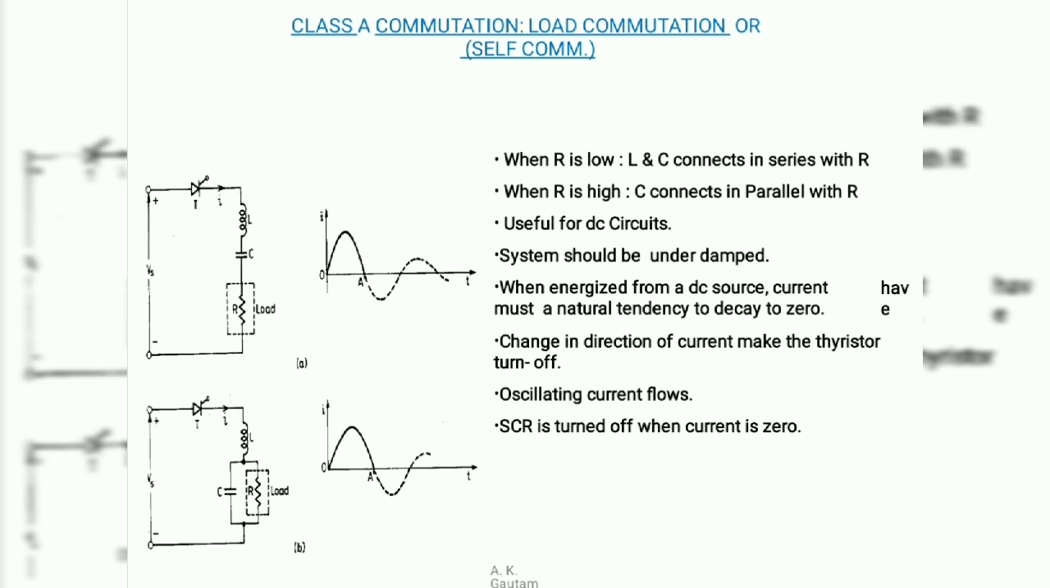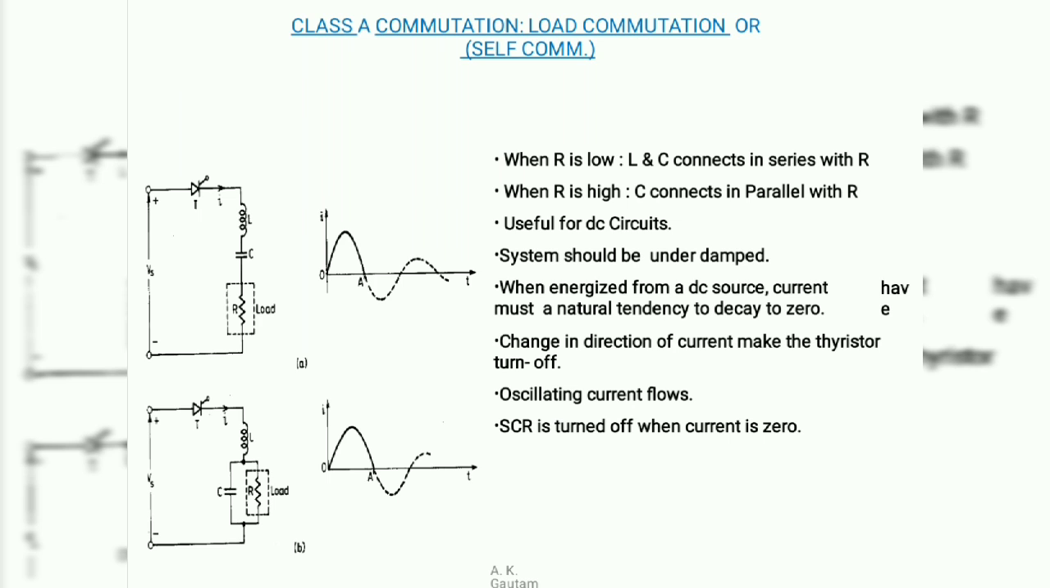In self commutation, in front of the thyristor, L and C components are connected in series, and there is also the load resistance R. In a class A commutation, or self commutation, or load commutation, when R is low, L and C are connected in series only. When R is maximum, L and C are connected in parallel, with C in parallel with R only.